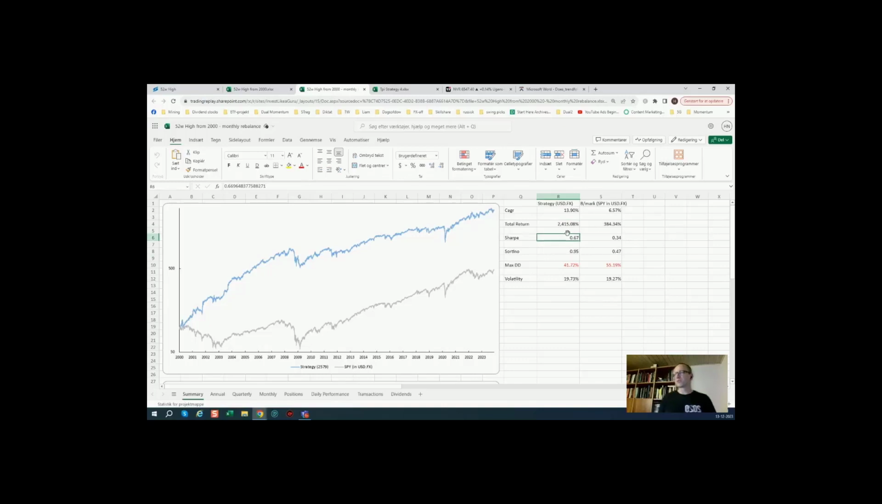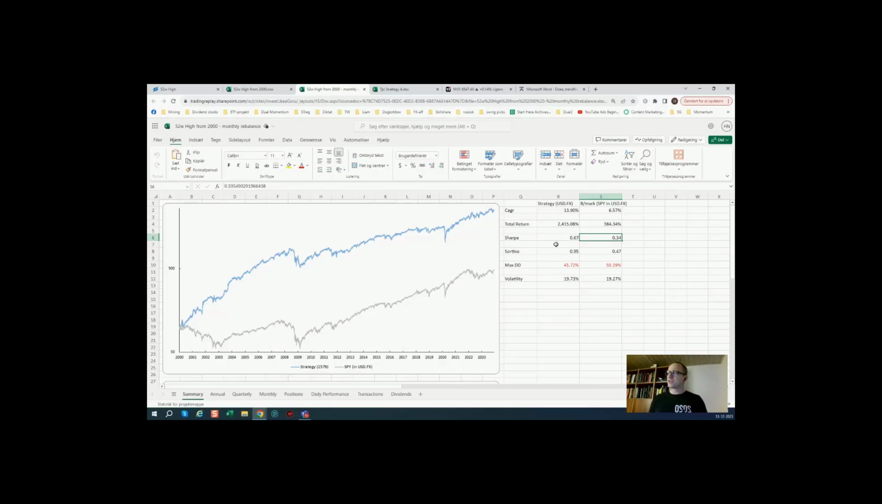Also, looking at the Sharpe and the Sortino. The Sharpe ratio is where you are comparing your CAGR, the compound annual growth rate, to your volatility. We want that as high as possible. And as you can see here, this is almost double the one from the S&P 500. Now, what it actually shows is how much you are gaining compared to how much risk you're taking.